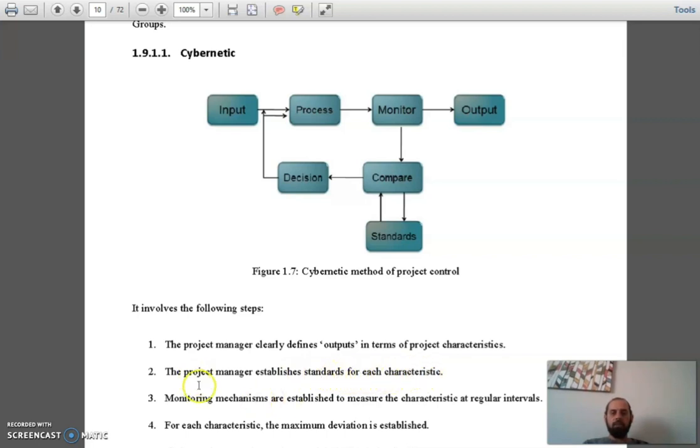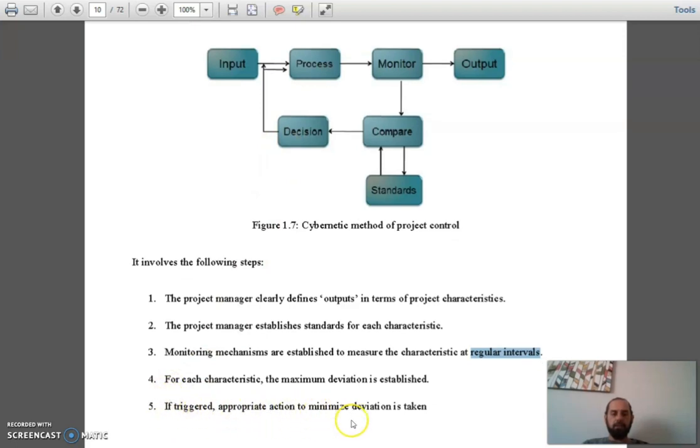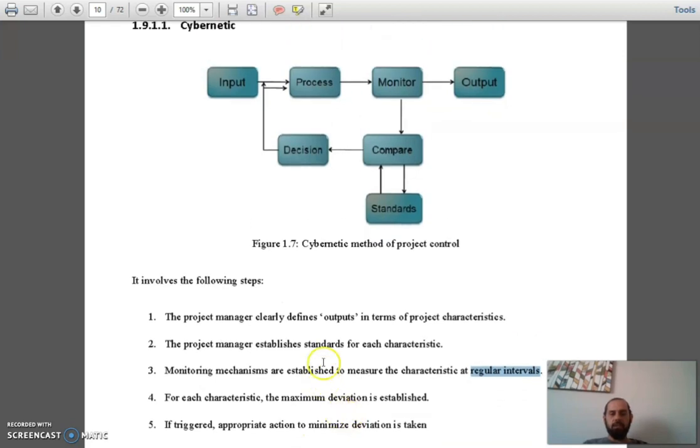Okay, monitoring mechanisms are established to measure the characteristics at regular intervals, as we said, like maybe weekly basis or monthly basis. It should be like weekly basis. For each characteristic, the maximum deviation is established. Okay, then if triggered, appropriate action to minimize the deviation is taken. Okay, so let's see this one in the graph we have here.